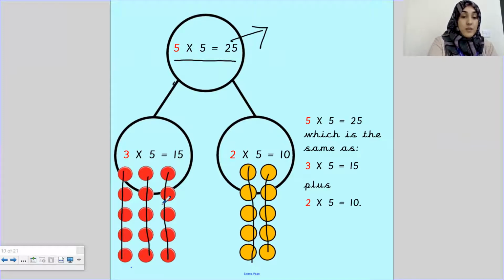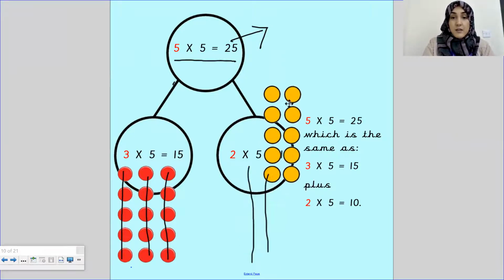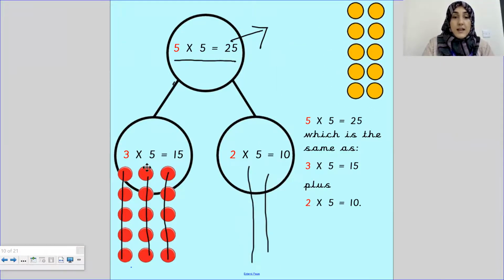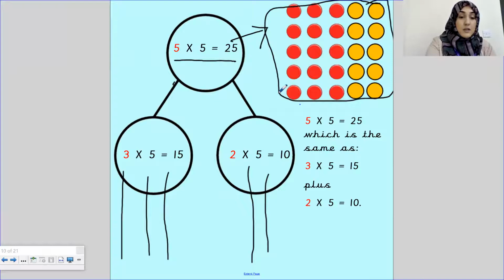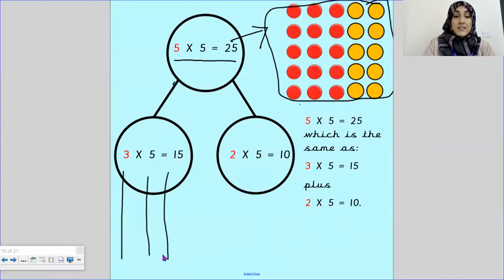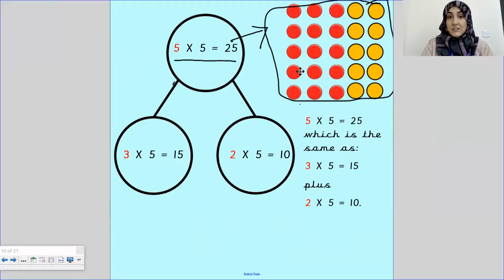So first, we find out the answer to 3 multiplied by 5, which is 15. Then we find out the answer to 2 multiplied by 5, which is 10. If we add these numbers together, if we add these lots together, there's 2 there, and there's 3 there. All together, this makes 5 lots of 5. If you are struggling a little bit, and you're not sure how to work out the answer, then this is how you can break it down, which gives us a total answer.